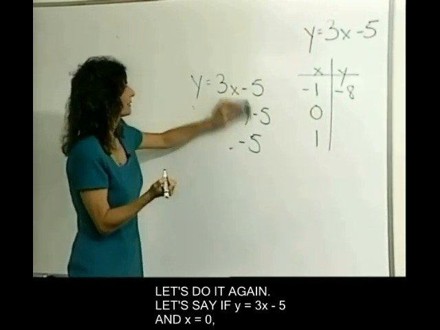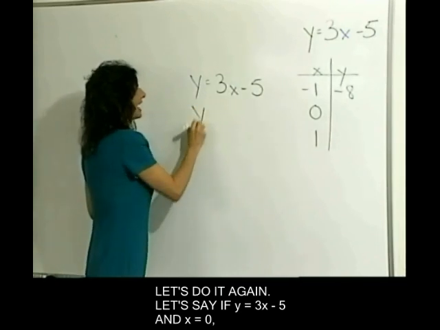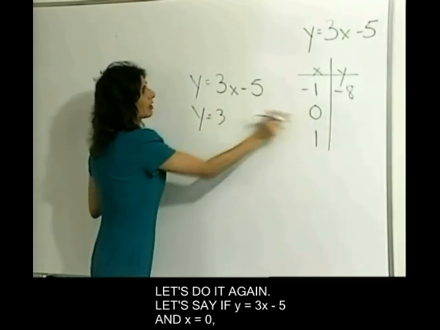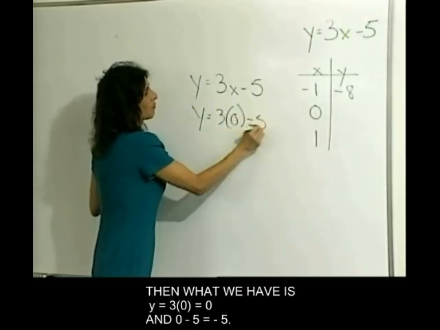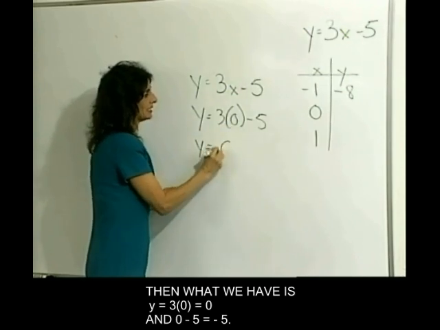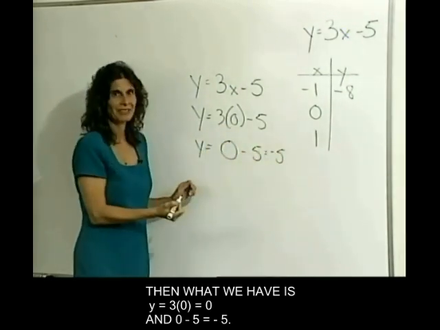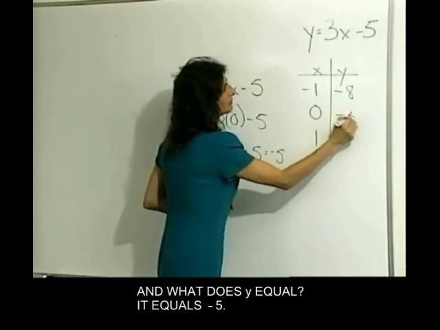Let's do it again. Let's say if y equals 3x minus 5 and x equals 0, then what we have is y equals 3 times 0, which is 0. 0 minus 5 equals minus 5. And what does y equal? It equals minus 5.